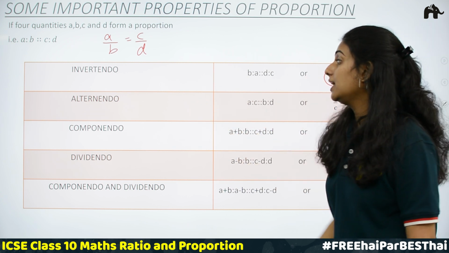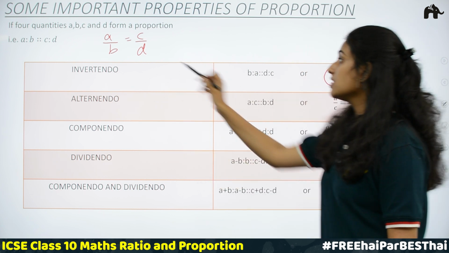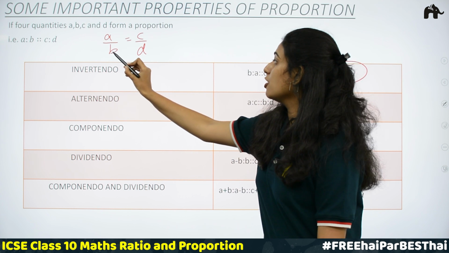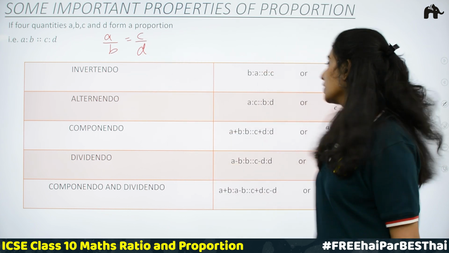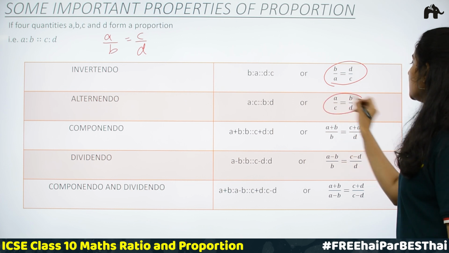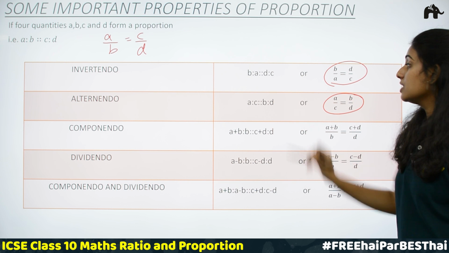Then second property, alternando property. According to alternando property, what are we doing? We are shifting these two terms. In the position of B comes C, and in position of C we take B. Okay, that is A by C will be equal to B by D, or A is to C as B is to D.